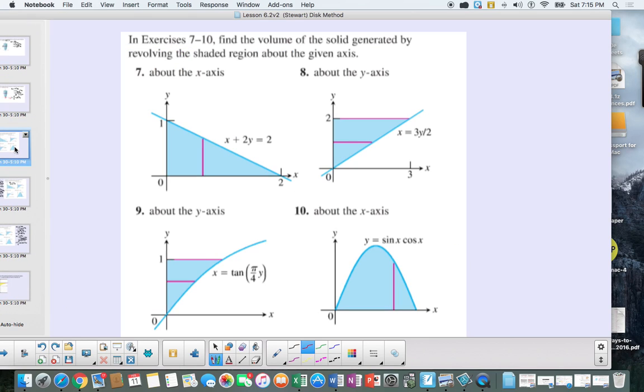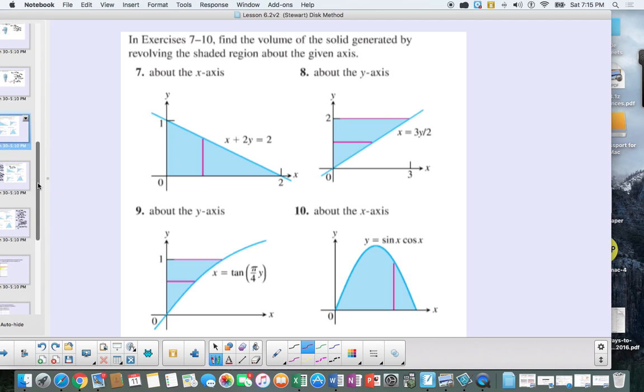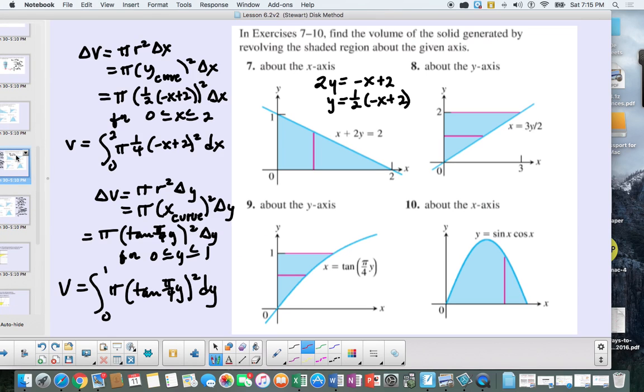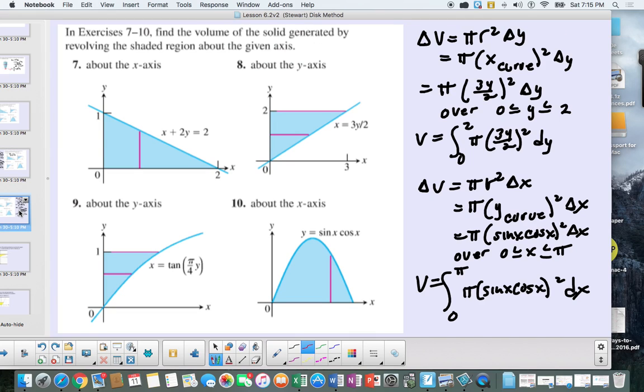Okay, your turn. Take a minute to do 7 and 9. I'll show the answers to those on the next slide. And here are the answers. Now do 8 and 10. Stop the screencast and try that. And here are the answers.